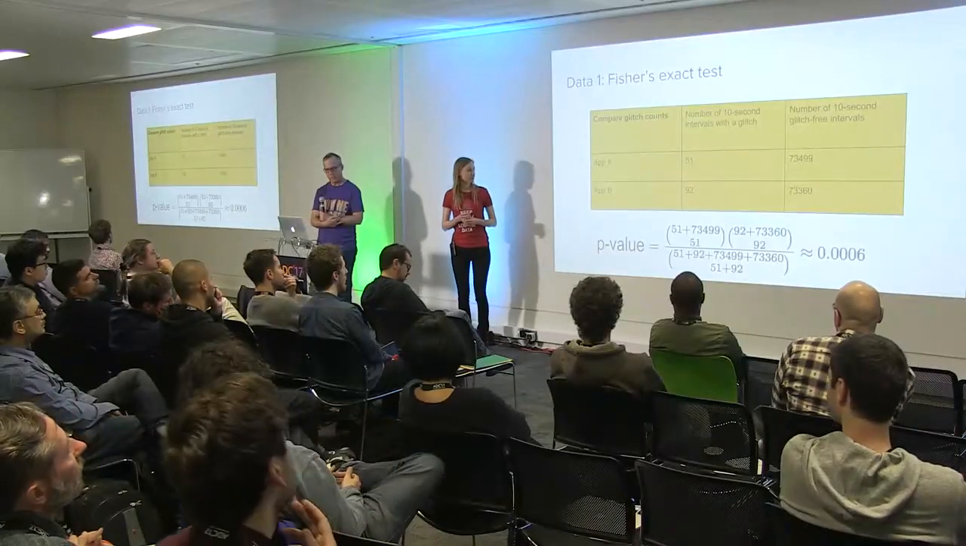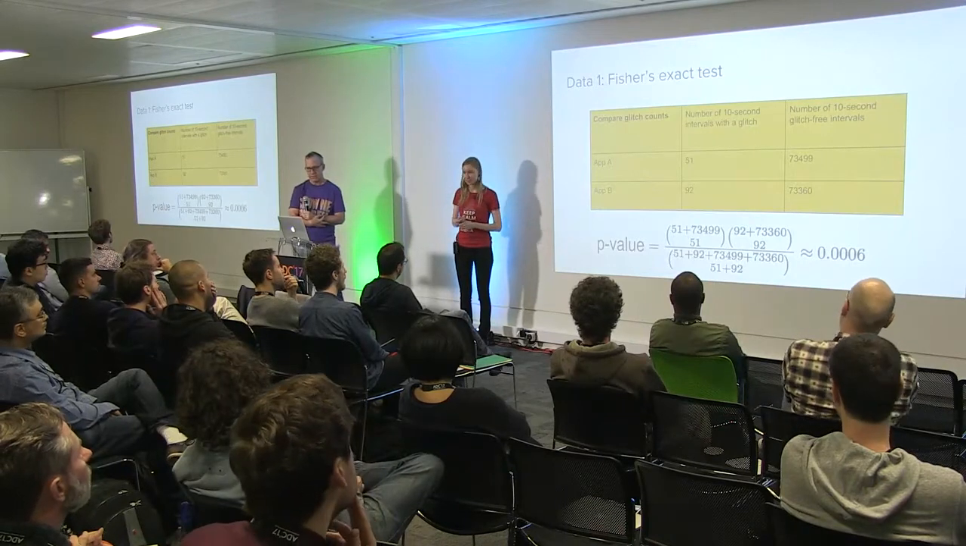So what we can do is take long-term performance for each app, and then count for each case the number of intervals of 10 seconds that contained a glitch and all those that didn't. So we see there's a lot of good intervals and quite a few bad ones in each one. So is this difference significant or not?